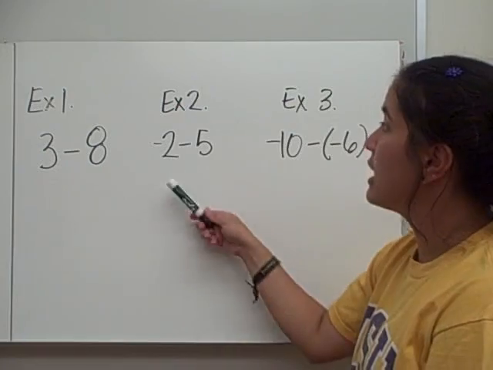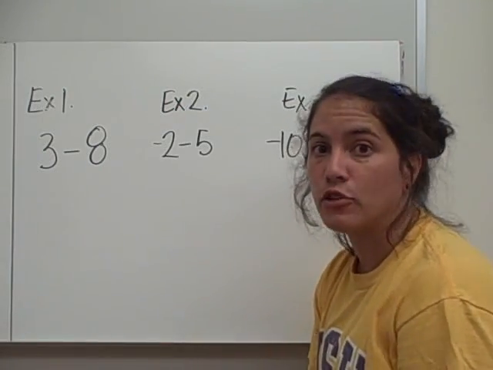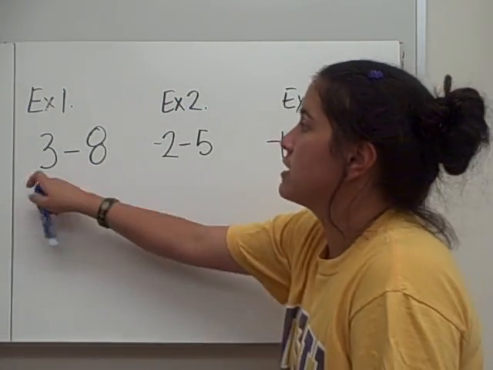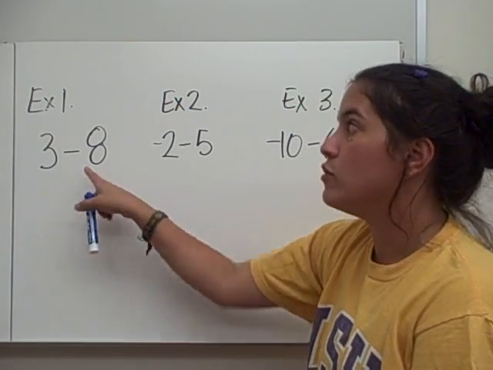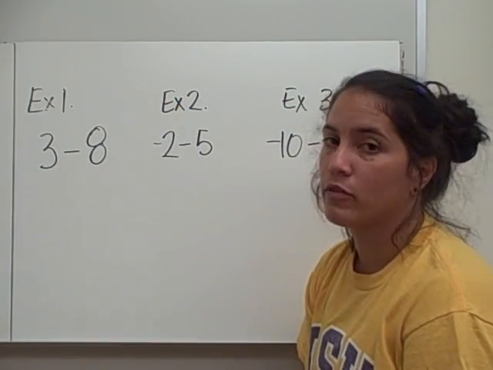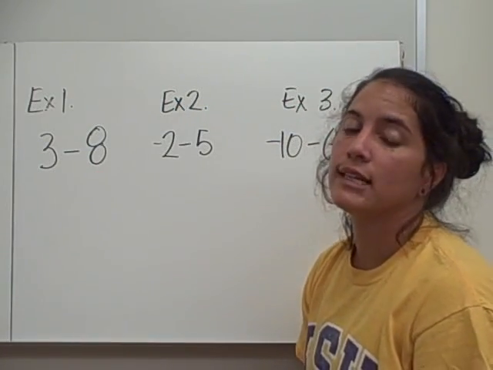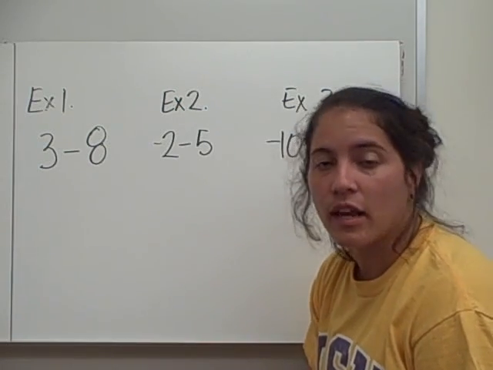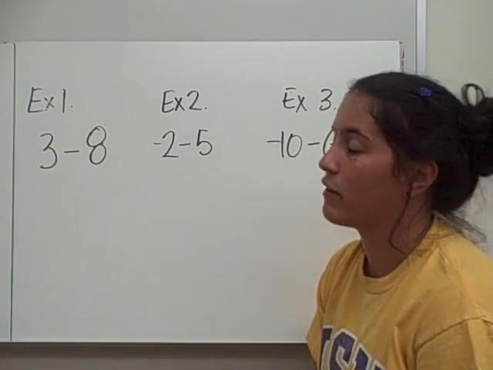Let me go through 3 examples with you and then let you try to do some on your own. The first example is 3 minus 8. You've always been told you can't take 8 away from 3, and typically you cannot. But now that we're dealing with negatives, I'm going to show you how to take 8 away from 3.